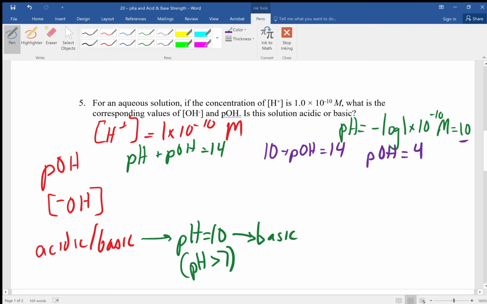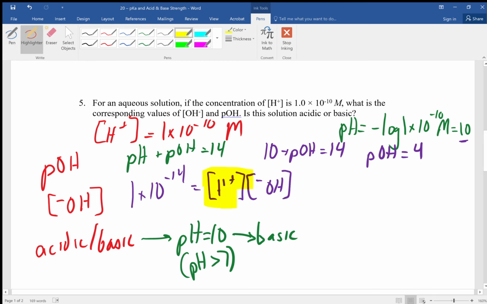Finally, to determine the concentration of hydroxide, recall that 1 times 10 to the minus 14 is equal to the concentration of H plus times the concentration of hydroxide. Well, we know the concentration of H plus, that's given here. That was the number we started with. So if we plug that in, then all we need to do is solve for hydroxide, and we get that the concentration of hydroxide is 1 times 10 to the minus 4 molar.